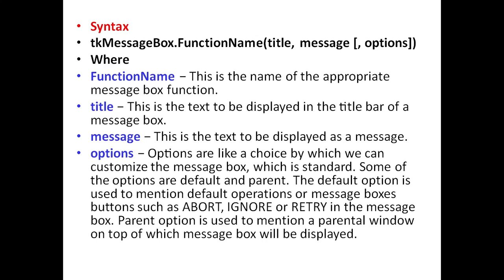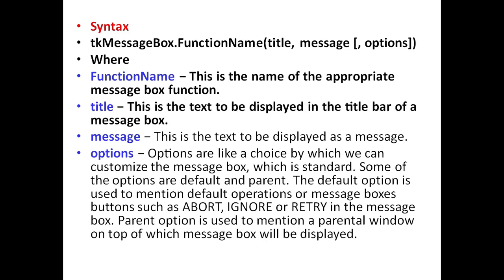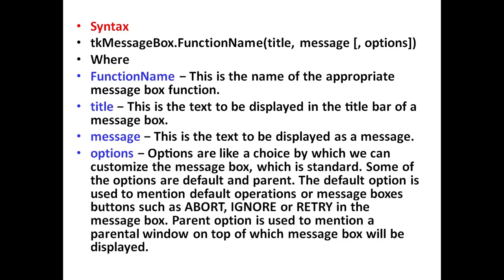and options, where function name is the name of the appropriate message box function. Title is the text to be displayed in the title bar of a message box. Message is the text that is displayed as a message, and options are like a choice by which we can customize the message box, which is a standard. Some of the options are default and parent. The default option is used to mention default operations or message box buttons such as abort, ignore or retry, and parent option is used to mention a parental window on which message box will be displayed.